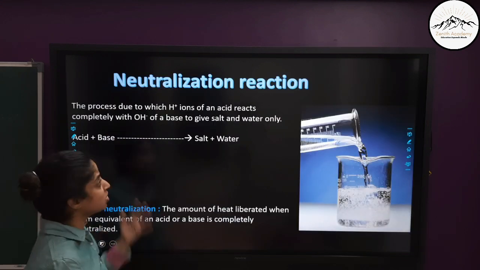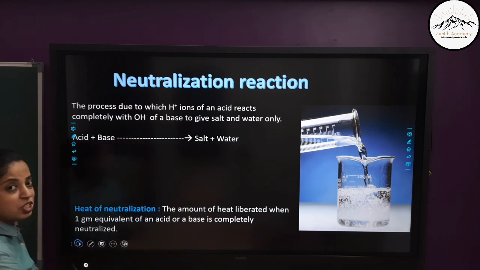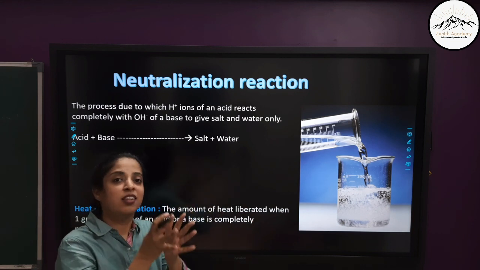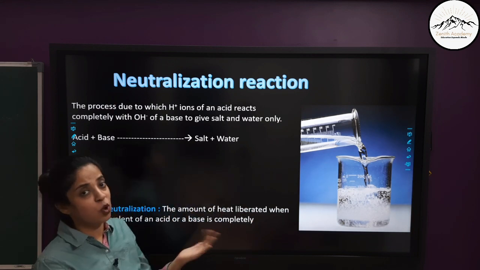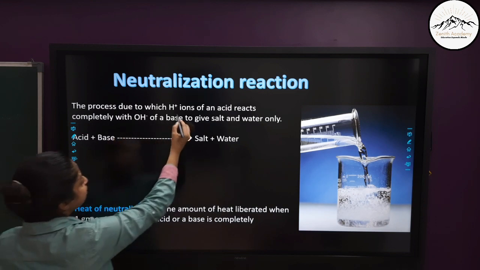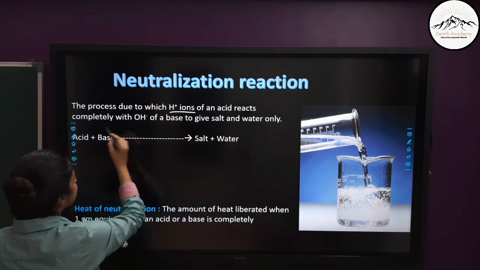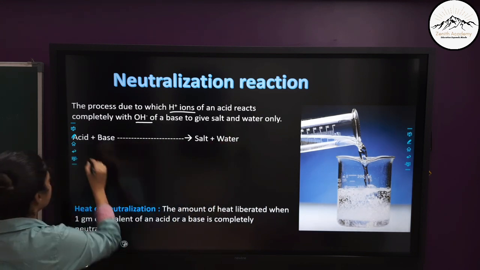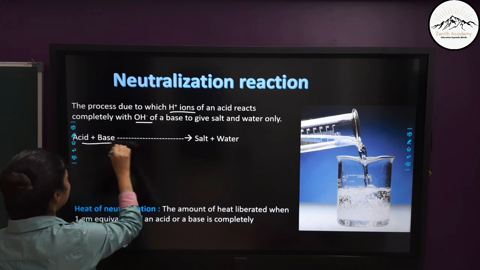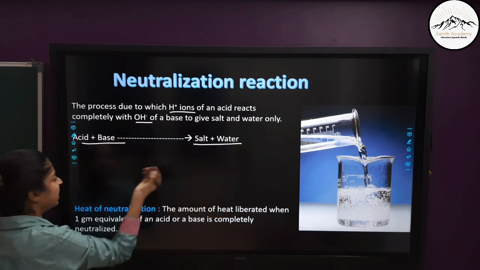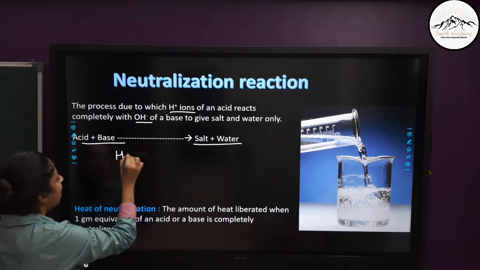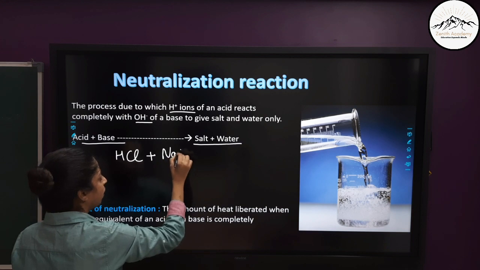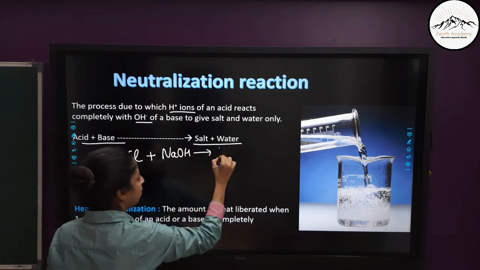Now the last topic of today's lecture, that is neutralization. We all know what a neutralization reaction is. When acid reacts with base, they neutralize the effect of each other and form salt and water. So the process in which H plus ions of an acid react completely with OH minus ions of a base to give salt and water only. So acid plus base gives you salt and water. We can take the basic example, HCl plus NaOH. It will react to give salt and water.